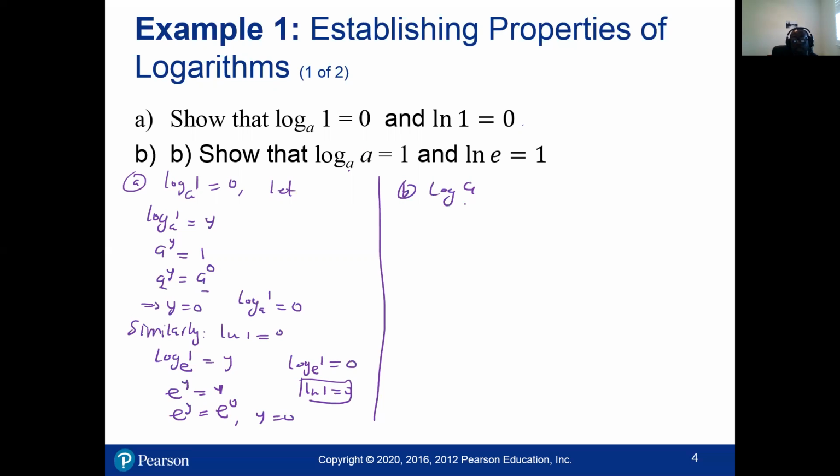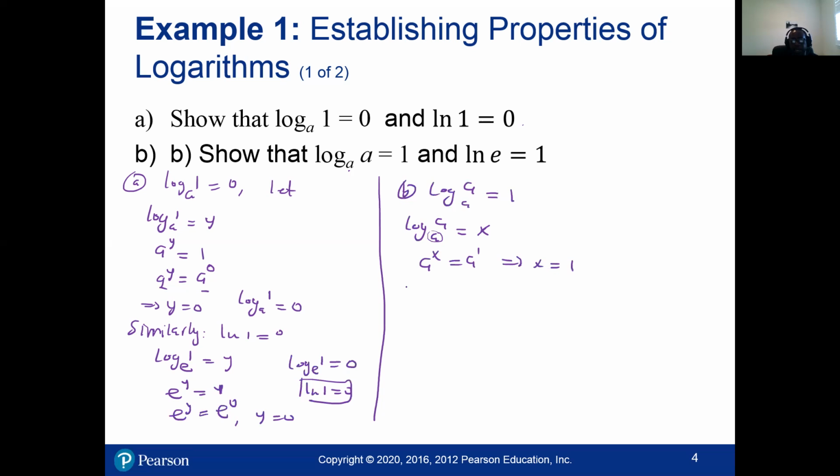Okay, now for part B, we have log of a base a, and we want to show that it is equal to 1. We do the same thing. We let the log of a base a equal, say, x or y, it doesn't matter. By definition, what must we raise this base to, to get a? So it will be a raised to x is equal to a, and of course a is equal to a to the 1. That means that x is equal to 1.